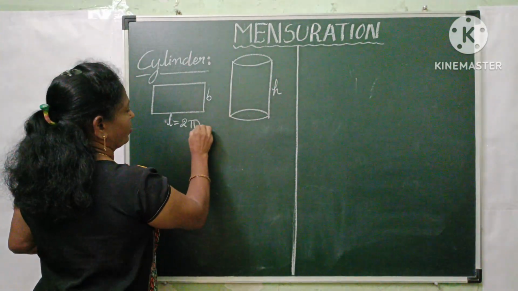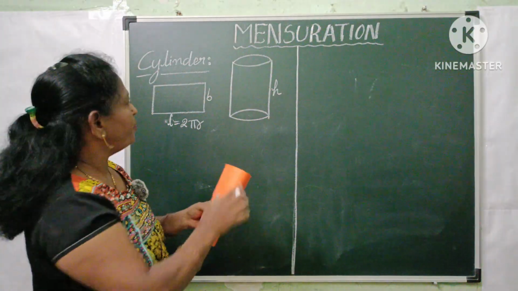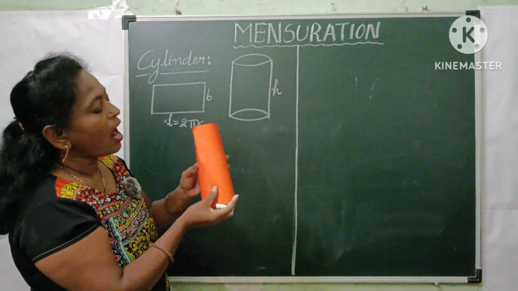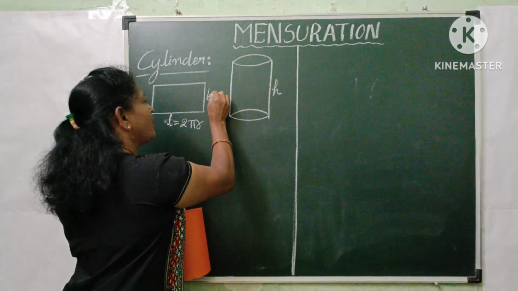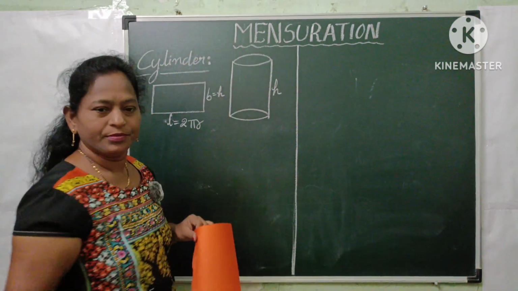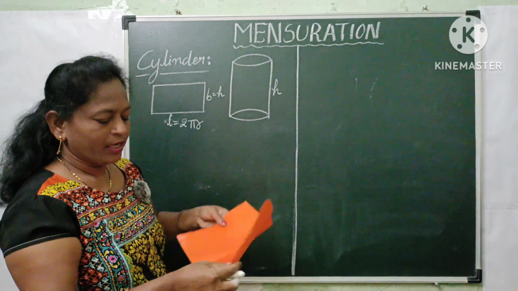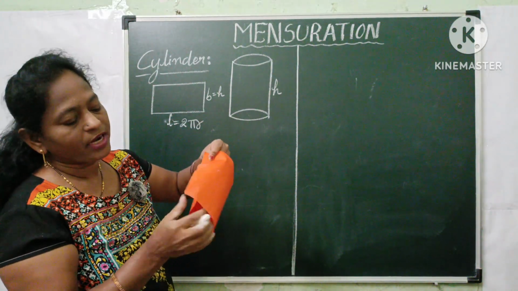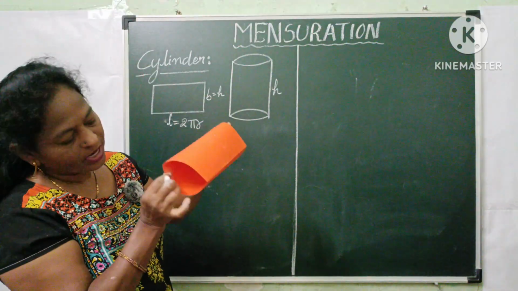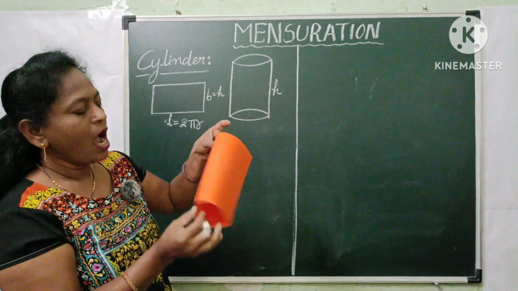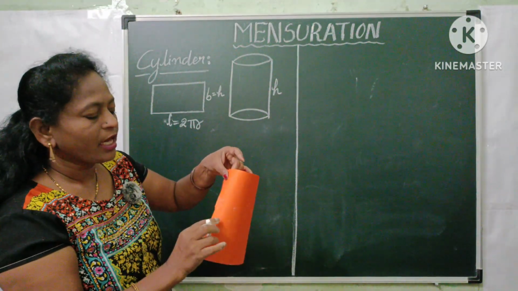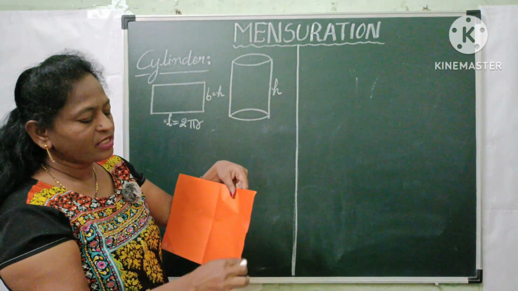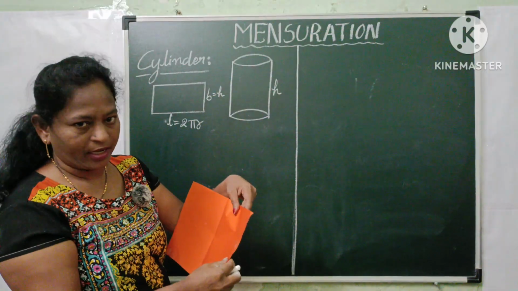2 pi r. Next, the breadth of the rectangle. This is the breadth of the rectangle, and it becomes the height of the cylinder. So breadth equals height. Here the length of the rectangle is equal to the circumference of the circle, and the height of the cylinder is the breadth of the rectangle.